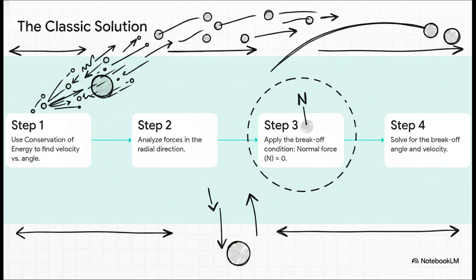Now, if you've been through a mechanics course, this should look pretty familiar. First, you use conservation of energy, right? Potential energy at the top gets converted to kinetic energy as it slides down. That gives you its speed at any angle. Then you look at the forces. You've got gravity pulling down and the normal force from the sphere pushing out. And here's the key. The breakoff happens at the exact moment the sphere stops pushing on the body. In other words, the normal force N drops to zero.